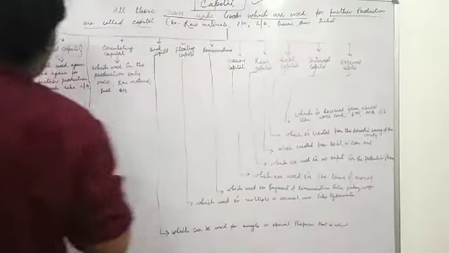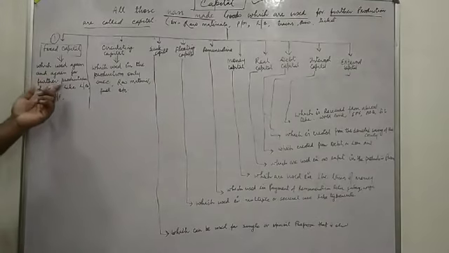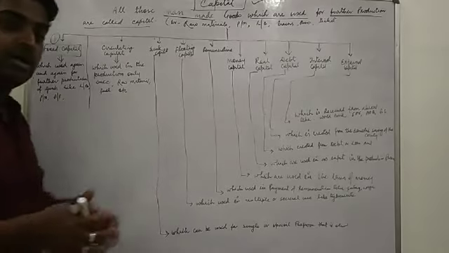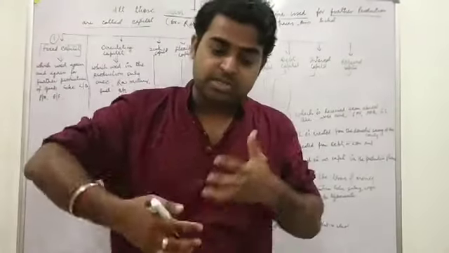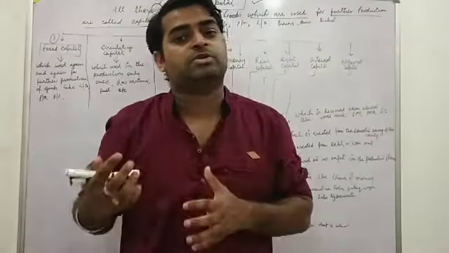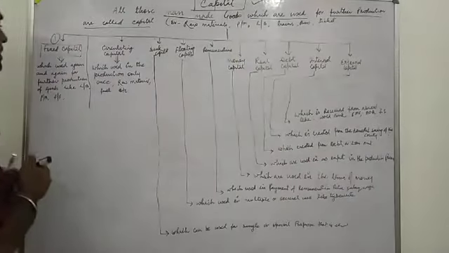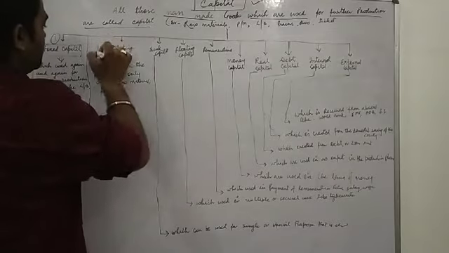You can see here, which is used again and again for the further production of goods, like land and building, plant and machinery, furniture and fixtures. Means one time payment, and we use it again and again in the process of production, that is called fixed capital. Getting? Second, circulating capital.